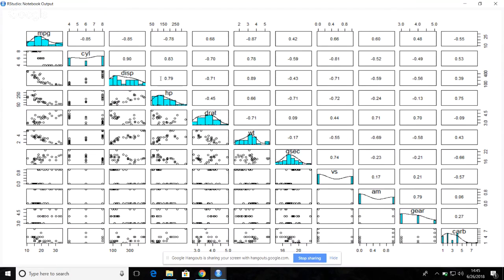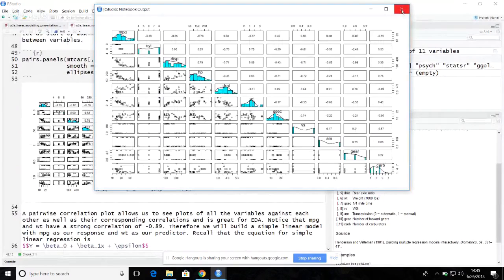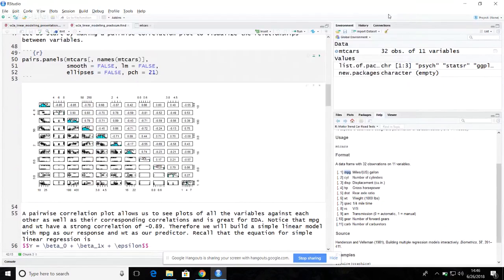If you notice, for say MPG and weight, the way you'd look at it is you go to the plot right here. You can see it's reasonably linear, and you can look at the correlation right here, and we see a correlation of negative 0.87. That's quite linear, a good relationship to model. So we can go ahead and model. Let's pick MPG as our response and weight, WT, that is the weight in 1,000 pounds, as our predictor.